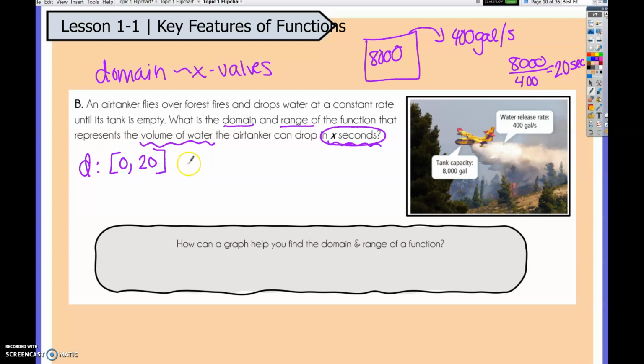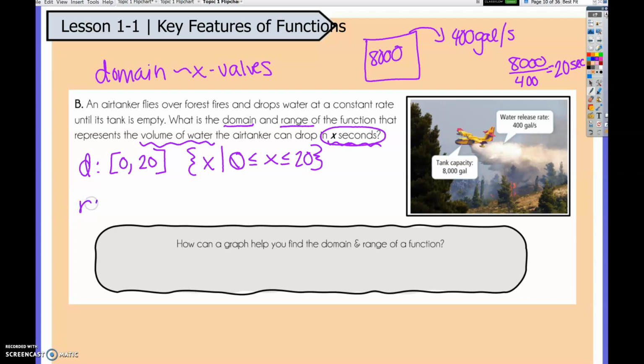That's our interval notation. Our set notation would be, let's use our 0 first, so 0 is less than or equal to x is less than or equal to 20.